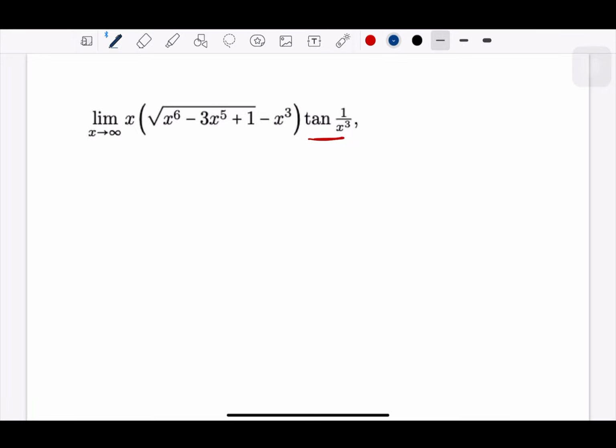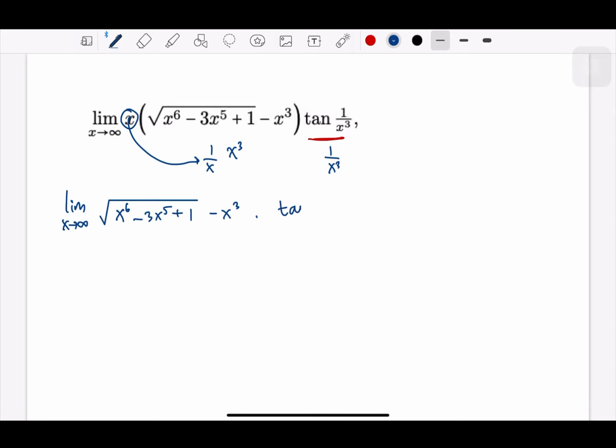Now to tackle this problem, first let me rewrite this, and we need to take the one here to be having 1 over x cubed. If we want to do that, then we need to multiply this with x cubed. And because it has x here, we can take that x going down here and become 1 over x. So our calculation here becomes, we have square root here, x to the power of 6, and this part will be just x squared.